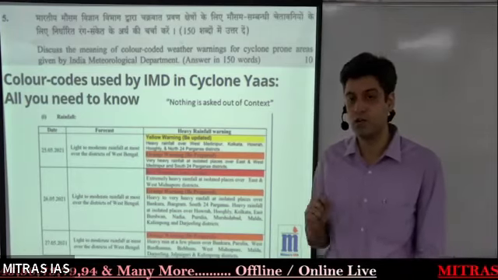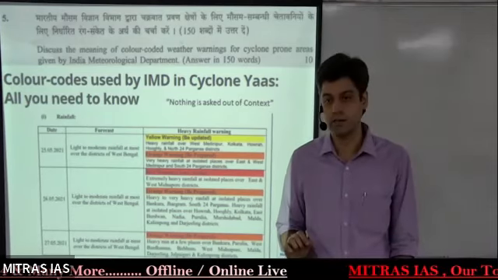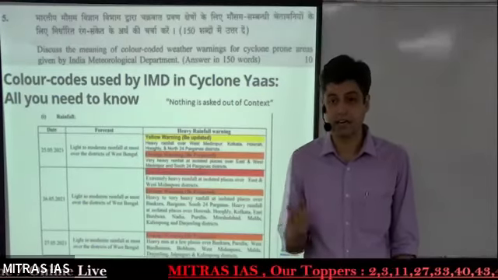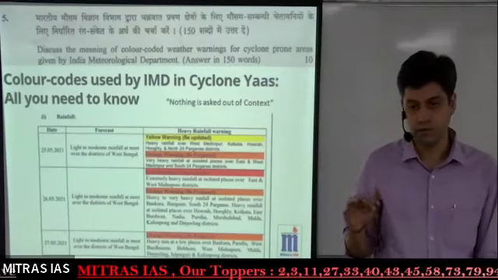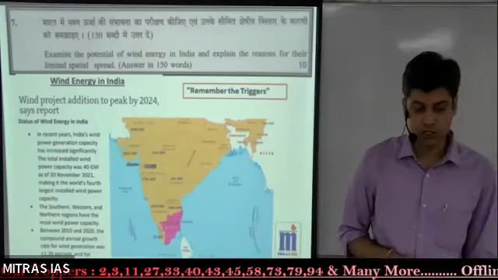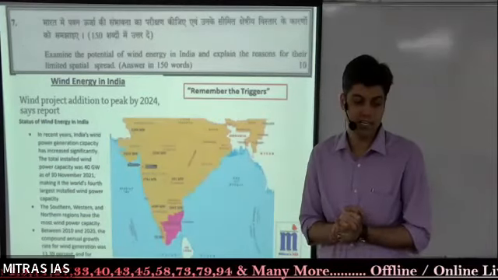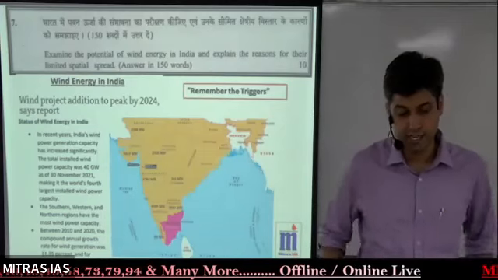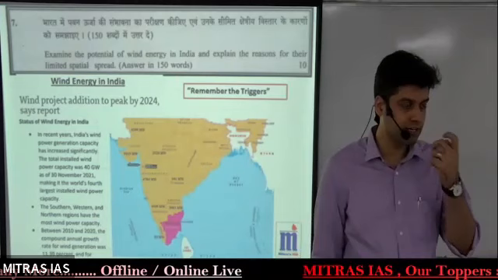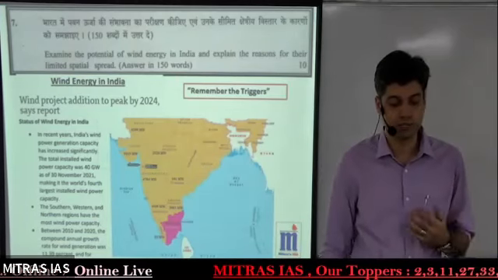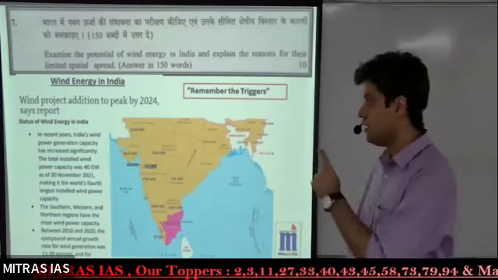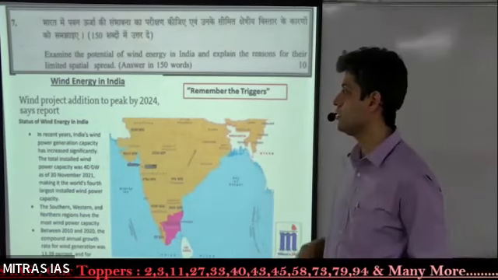Nothing is asked out of context in UPSC. I've told you 50-60% has a direct relation to the happenings taking place around us. The second, question number 7 of GS1, talked about: examine the potential of wind energy in India and explain the reasons for their limited spatial spread. In my current affairs class 3 weeks ago, I had taken up this topic. 4 weeks ago, I had taken up this topic. Why this topic? There was this news: wind projection addition to peak by 2024, says report.